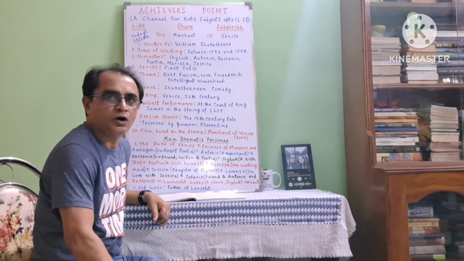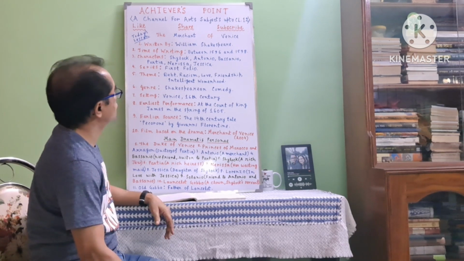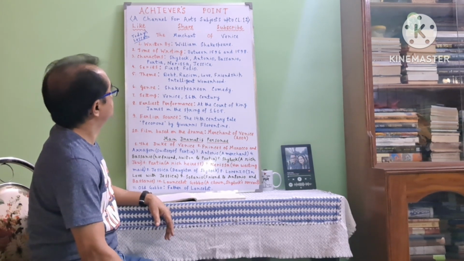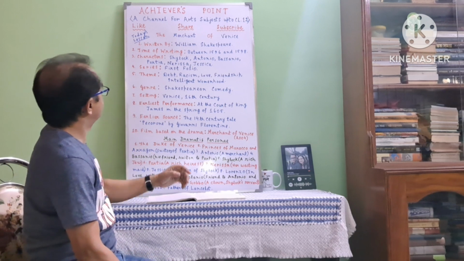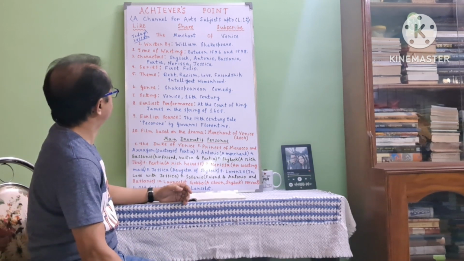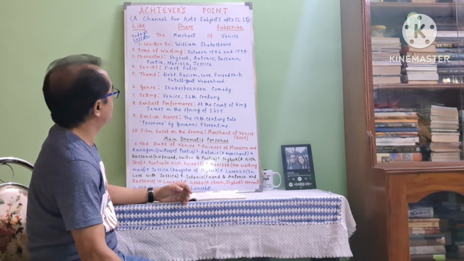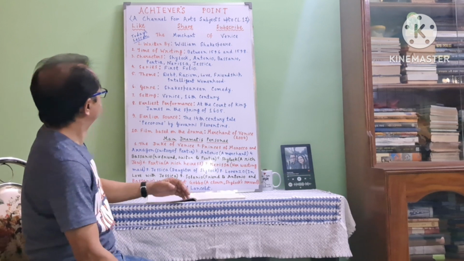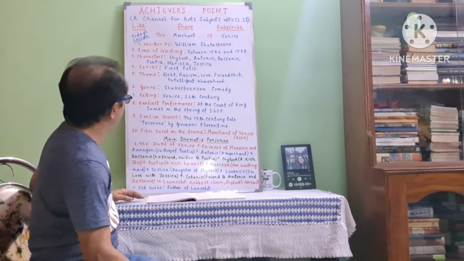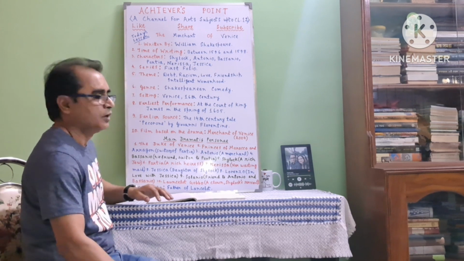Main characters of this drama are Shylock, Antonio. We shall deal with those characters in detail later. Shylock, Antonio, Bassanio, Portia, Nerissa, then Jessica. The series of this drama is first folio. Themes of this drama are debt, racism, love, friendship, intelligent womanhood. Genre, Shakespearean comedy. Setting, Venice, 16th century.